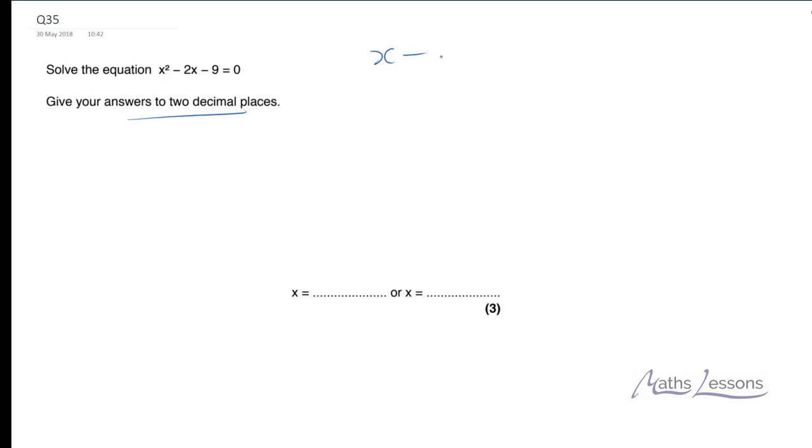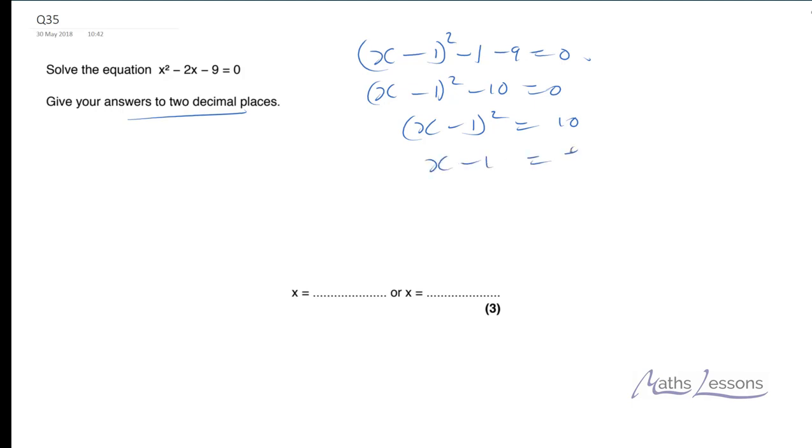So I'm going to get x minus 1 all squared, and that gives me the minus 2x. I want to get the minus 9, so therefore I've got to take away the 1, because I'm going to get 1 squared, and then take away another 9 equals 0. So I get x minus 1 all squared minus 10 equals 0. So x minus 1 all squared equals 10. So x minus 1 equals plus or minus the square root of 10. So x equals 1 plus or minus the square root of 10.